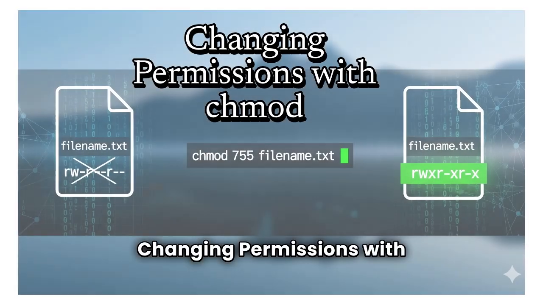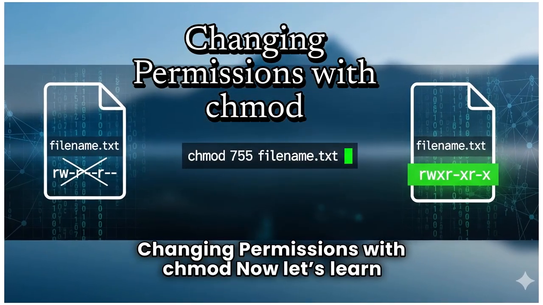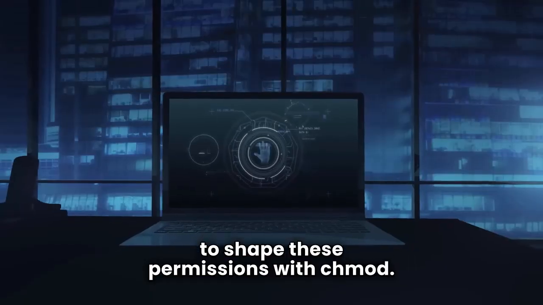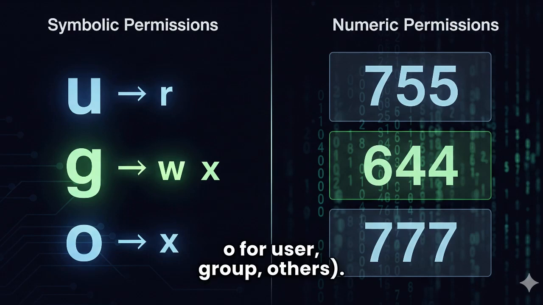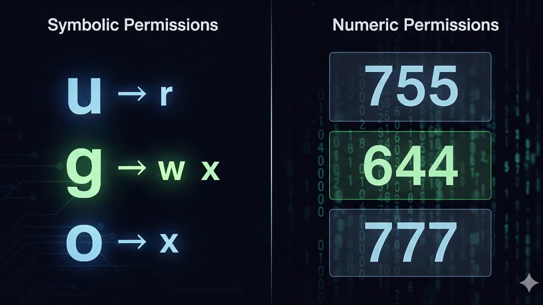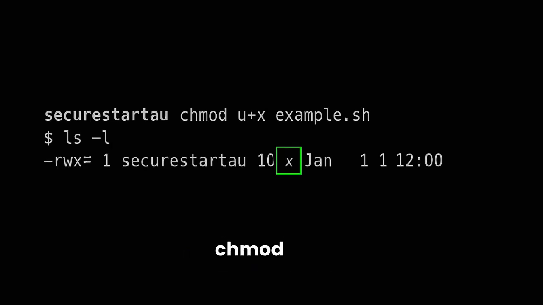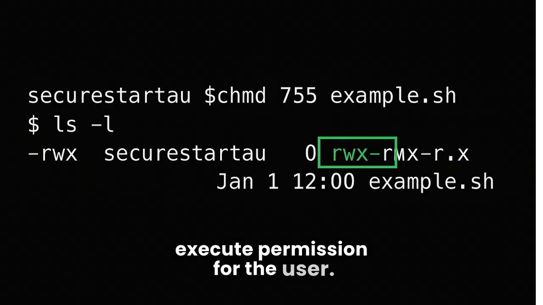Changing permissions with chmod. Now let's learn to shape these permissions with chmod. There are 2 styles: symbolic, letters like u, g, o for user, group, others, and numeric, octal values like 7, 6, 5, etc. Example symbolic: chmod u+x script.sh. This adds execute permission for the user.